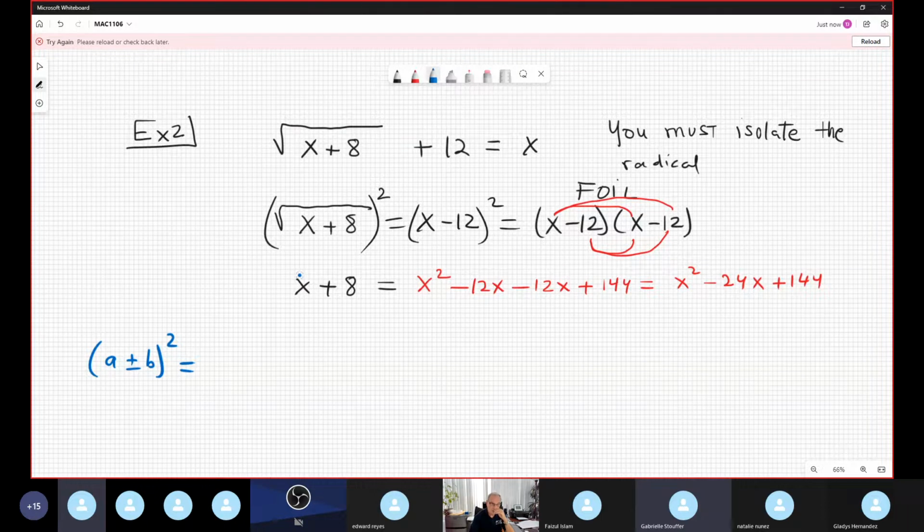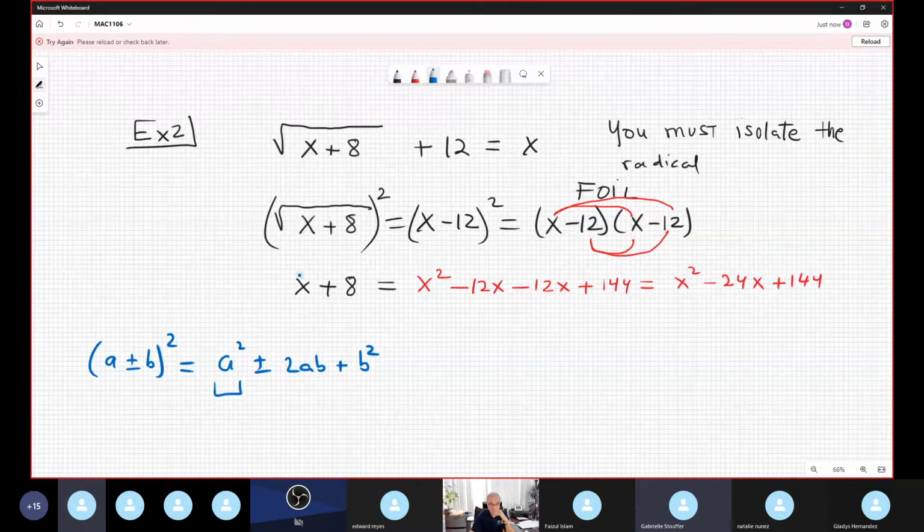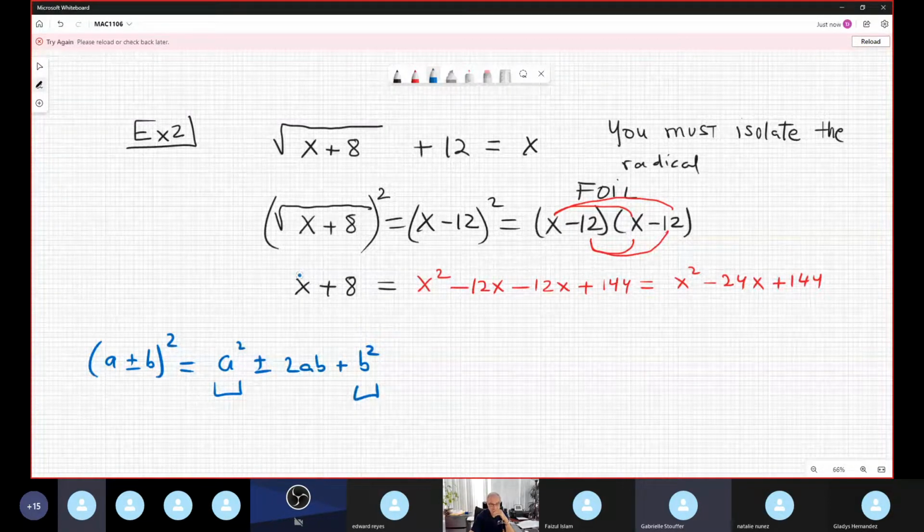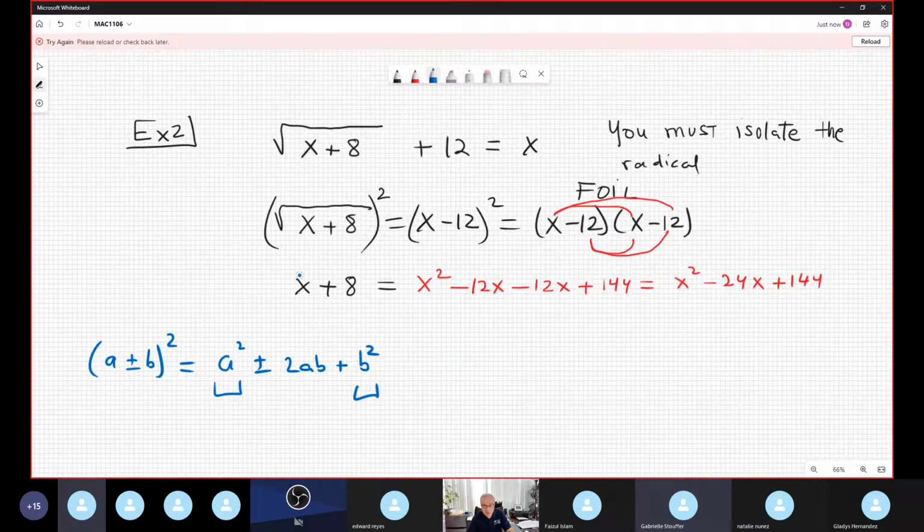When you have a binomial square, it is a squared plus or minus twice ab plus b squared. This is easy to prove, just doing FOIL in general. So if I memorize that this is a trinomial, the first term is the square of the first. And who is the first? The first is x. Its square is x squared.